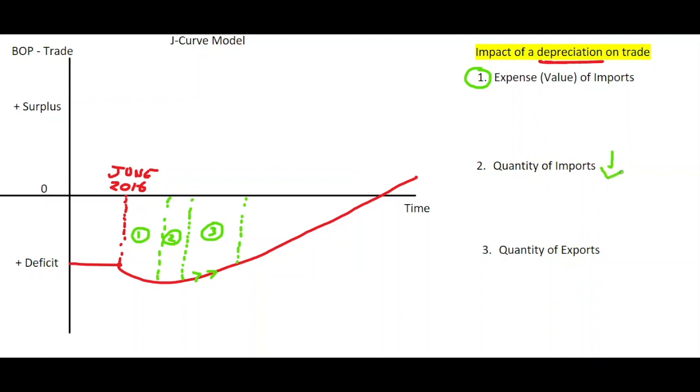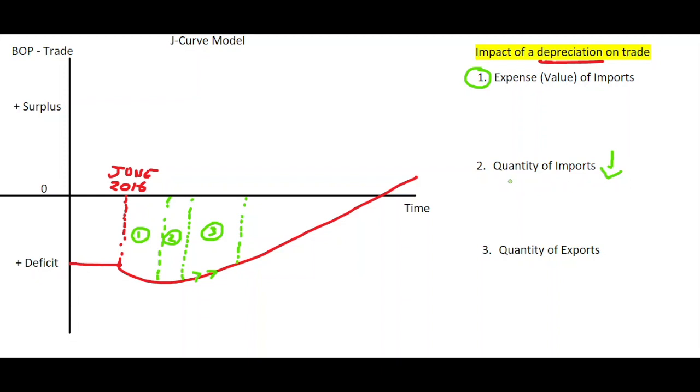Thereafter, however, in phase 2, what you tend to find is that the quantity of imports starts to fall. So why is this the case? Well, because they're more expensive, the UK residents would tend to substitute away, where possible, from imported goods. So for example, if we were talking about cars, as the British pound depreciated, UK customers would tend to buy fewer imported cars and instead buy more domestically produced cars. So the quantity of imports of cars would reduce in that case.